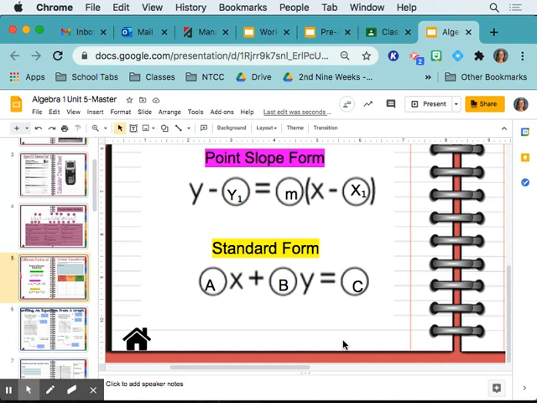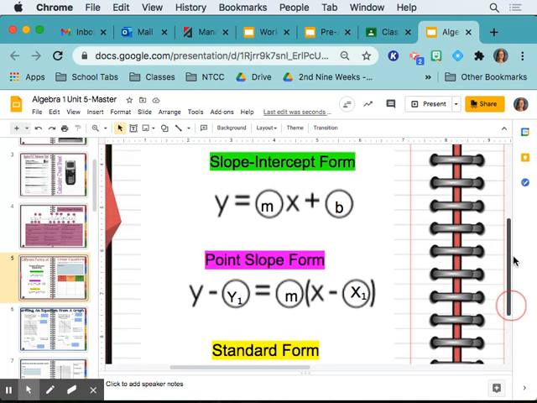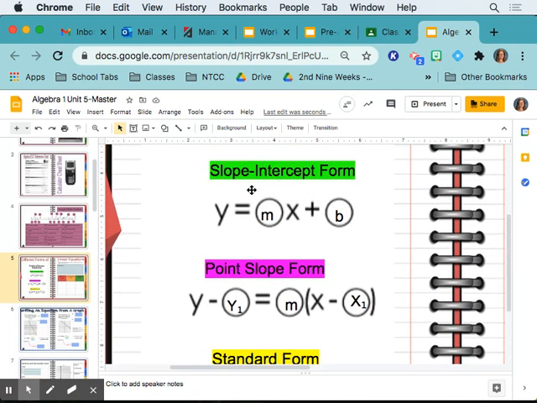So you are going to be asked to write equations in those different forms. And you'll be asked to convert them from one form to another. So that's why we need to know the names of them. So slope-intercept form, the reason it's called that is we have slope and we have an intercept. B is your y-intercept, M is your slope.